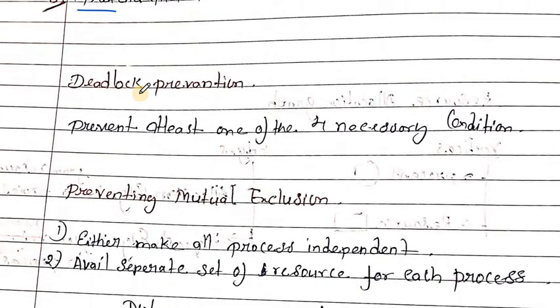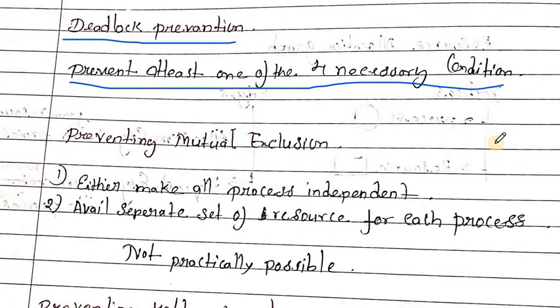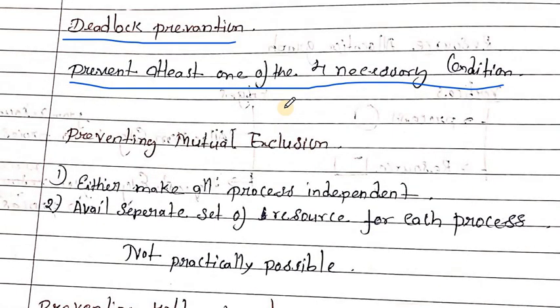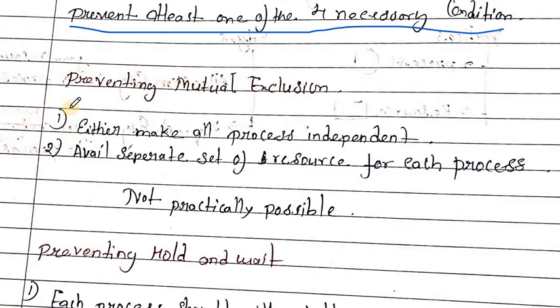Okay. Now the deadlock prevention. For deadlock prevention, at least one of the four necessary conditions must be prevented. To prevent the deadlock, at least one condition must not hold. There are some theories for deadlock prevention, in short. So first we take preventing mutual exclusion.